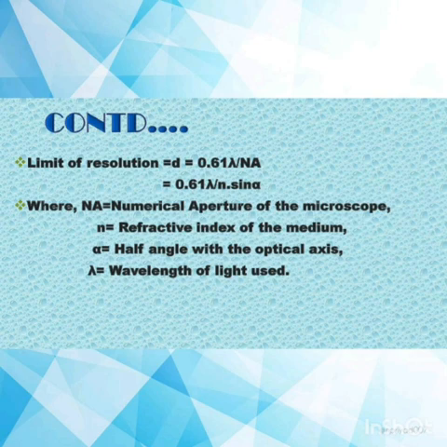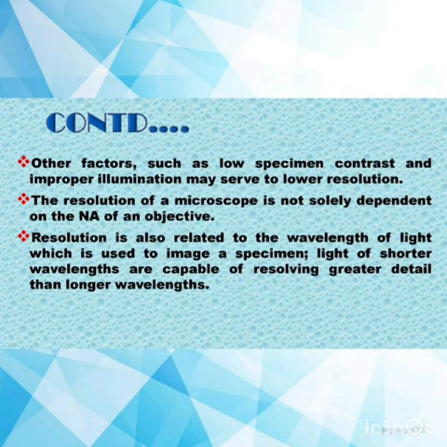Number one, decreasing the wavelength, that is the lambda. By using a filter, we can also decrease the wavelength. And number two, increasing the numerical aperture. So as we know, the numerical aperture is equal to n into sin alpha. The other factors such as low specimen contrast and improper illumination may serve to lower resolution.